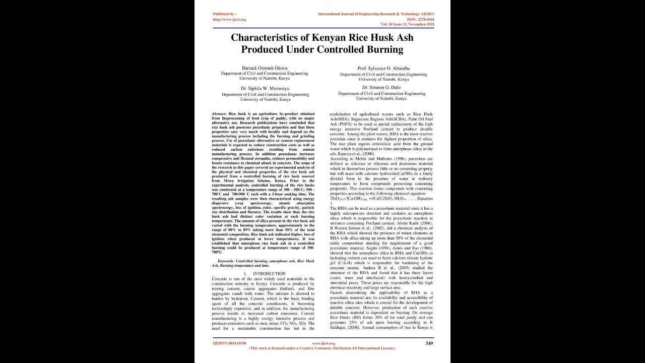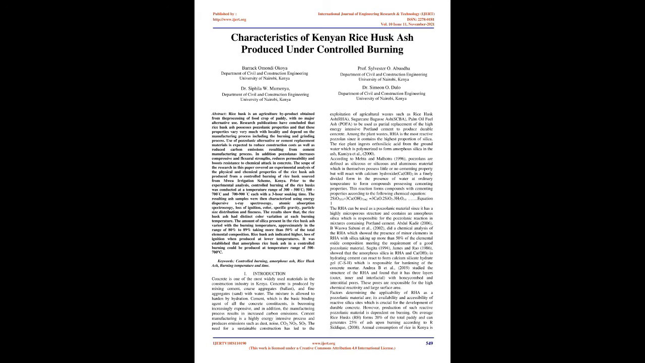Rice husk ash indicated higher loss on ignition when produced at lower temperatures. It was established that amorphous rice husk ash in a controlled burning could be produced at a temperature range of 500 to 700°C. Keywords: controlled burning, amorphous ash, rice husk ash, burning temperature, and time.